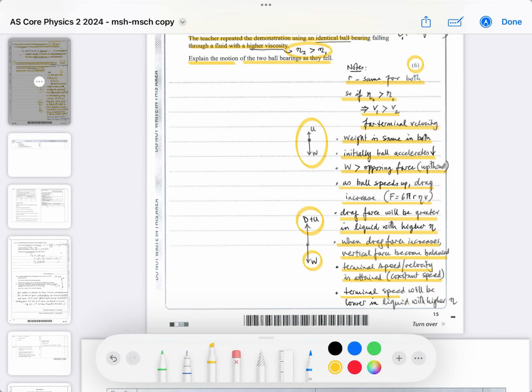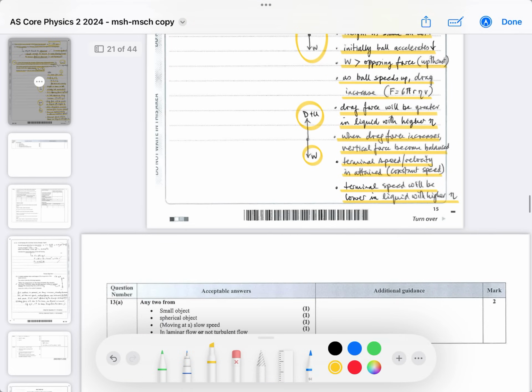And the terminal speed will obviously be lower in a liquid which is more viscous. So these are my bullet points, and you can look at the mark scheme to see where they give the marks. So I've made 4, 5, 6, 7, 8 logical points.